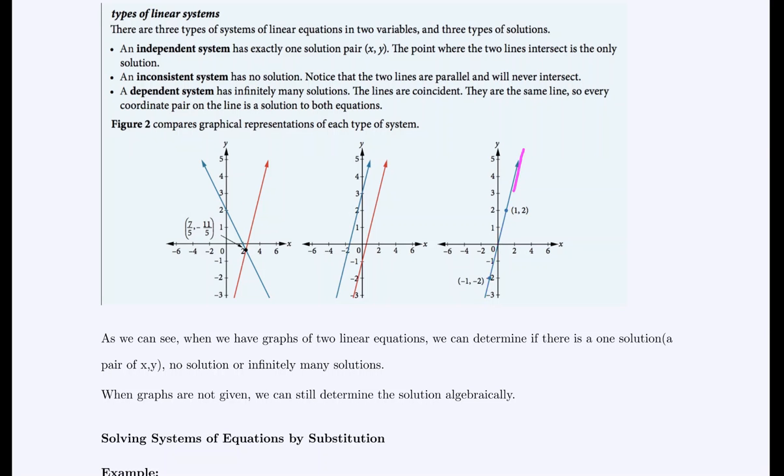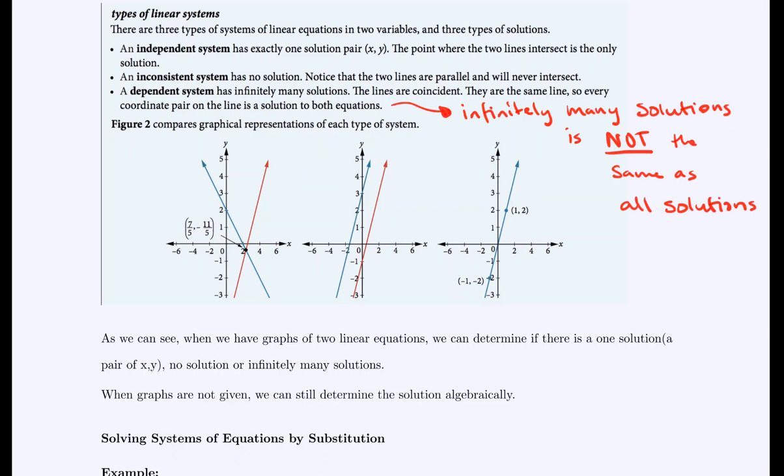Now, one thing we want to keep in mind here is that the phrase infinitely many solutions is not the same thing as all solutions. So keep those distinct. All solutions would mean any point in the plane is a solution to the system of equations, but that's not true. Only points that lie on the line are solutions to the equation. So as we write this down, we keep distinct: infinitely many is not the same as all.